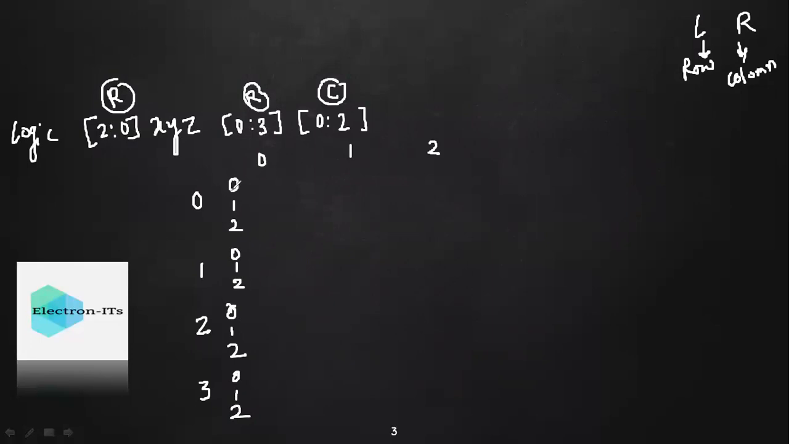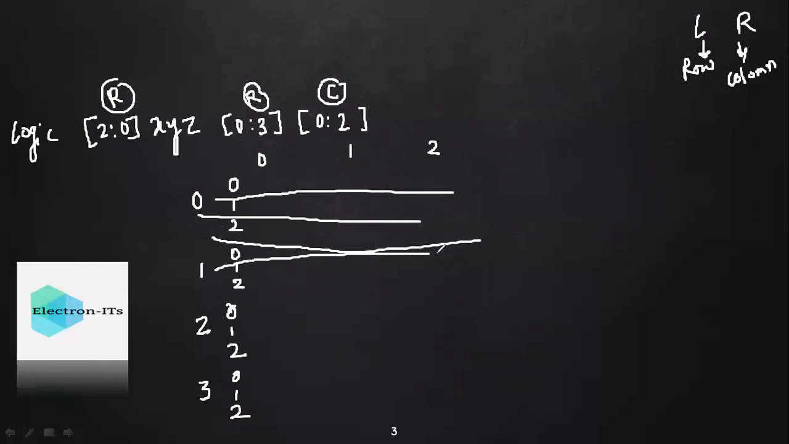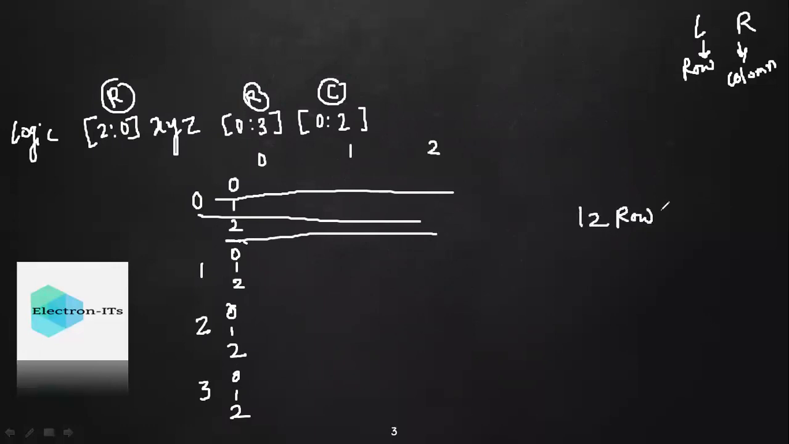And so how many total rows will there be? 1 2 3, 1 2 3. Okay, so total rows will be 3 multiplied by 4, means total 12 rows. So total 12 rows and 3 columns.